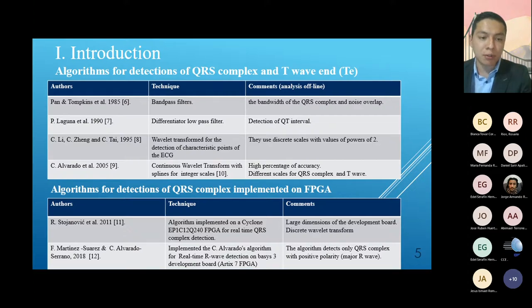Frank Martinez and Carlos Alvarado implemented the algorithm for real-time detection of the QRS complex on a Basys development board with an Artix-7 FPGA. In this case, the algorithm can only detect a positive polarity of the QRS complex.